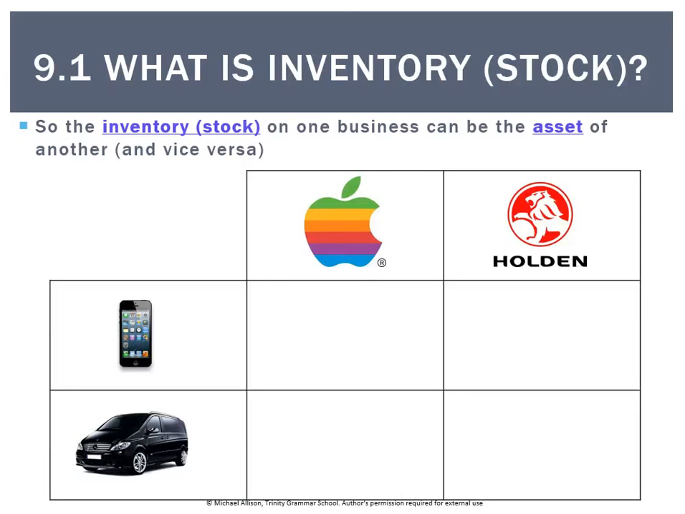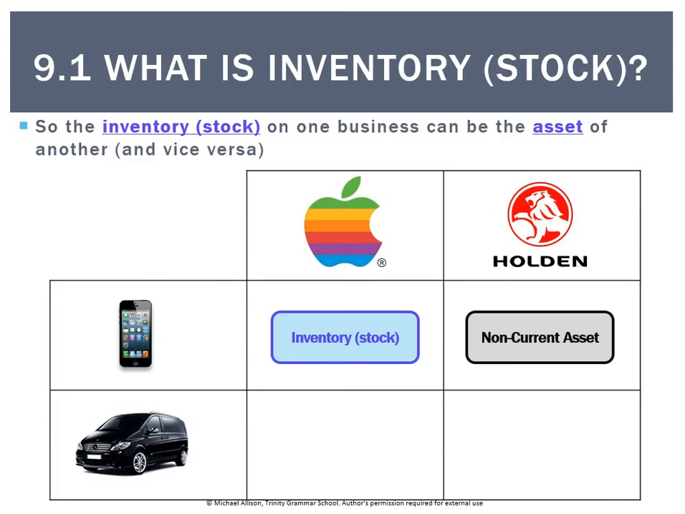If we take an iPhone, for example, for Apple, that's actually inventory or stock. It's a good that's been bought with the intention of reselling it. For Holden, though, any iPhones that the company owns for its employees are going to be non-current assets to be used in the business. Looking at cars, though, a car for Apple, that's going to be a non-current asset.